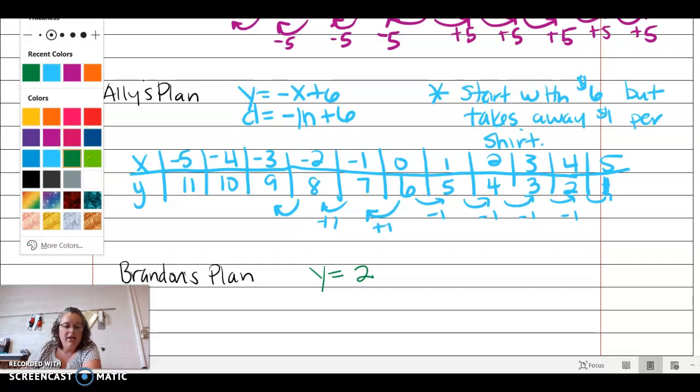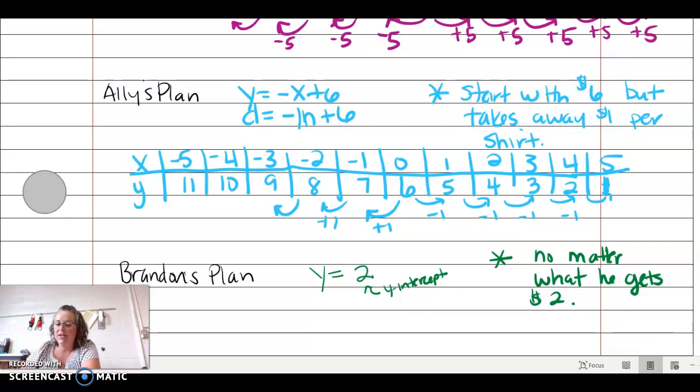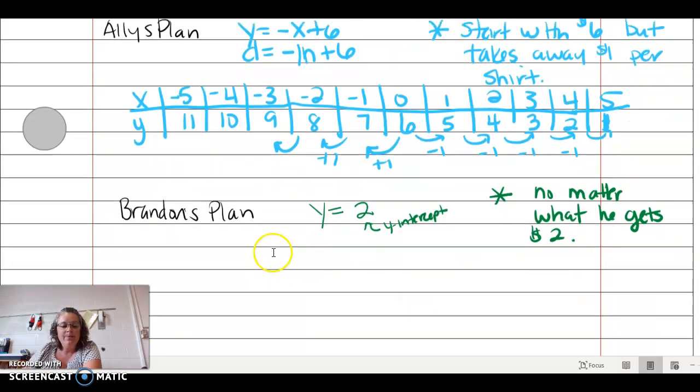All right, so when we look at this one, there is no variable here. There's no rate of change. So this one just happens to be the y-intercept. So what does that mean? Y equals 2. Dollars equal 2. I'm going to say no matter what, he gets $2. There's no rate of change, so he's getting $2, and then after that, he's not getting anything. He's getting 2. He's getting 2. He's getting 2. So let's look at the table.